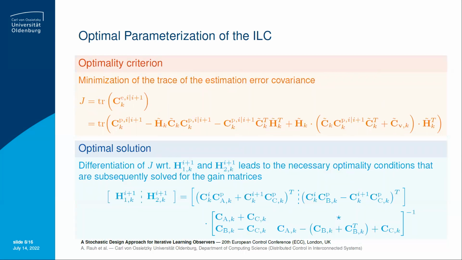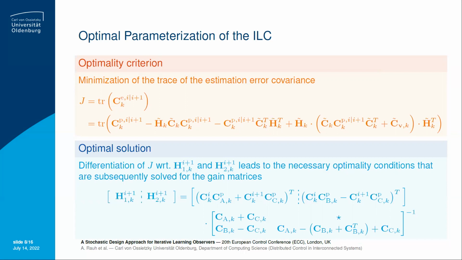To perform this minimization, we write up the corresponding trace of the estimation error covariance matrix. What you can see here is, according to the introduced matrix H tilde, which depends on both matrices H1 and H2, an expression that contains terms that do not depend on the unknown gain matrices, terms that depend in a linear fashion on them, and finally terms that depend in a quadratic manner on them. Therefore, differentiating this cost function with respect to both gain matrices H1 and H2 and setting the derivatives to 0 leads to the necessary optimality conditions.